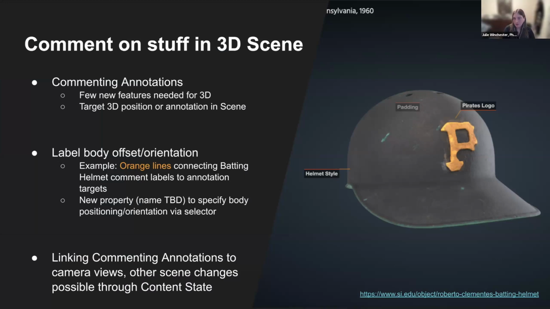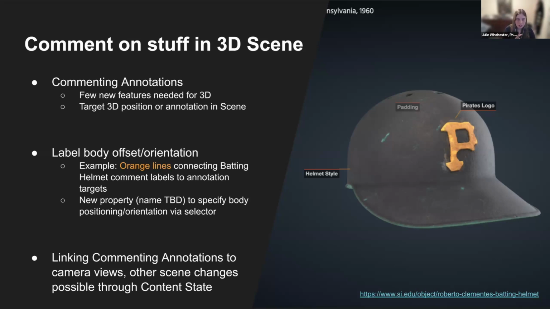Now, in IIIF context, everything is an annotation. The model is an annotation, and the labels are annotations. But people in 3D often talk a lot about label annotations because often you want to point to a specific part of a 3D model and say, this is the Pirates logo. This is the padding underneath. This is the helmet style. And so we want to be able to use commenting annotations, which already exist in Prezi for 2D, for 3D, which fortunately we don't need to add a lot of new features to make that happen.